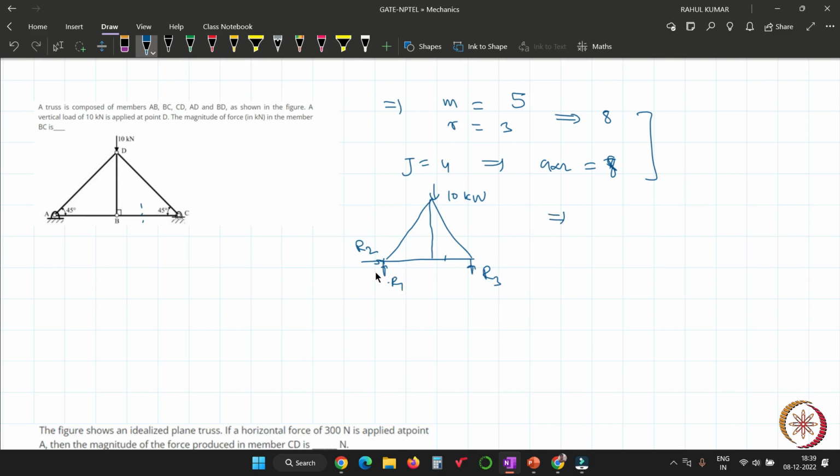If I apply the moment about point A, the summation of MA equals 0. Here all lengths are the same. Suppose it is a by 2 and here it is also a by 2. So the summation of MA equals 0: R3 into a, minus 10 into a by 2 equals 0. So R3 equals 5 kilonewton. You already have the reaction force R3.